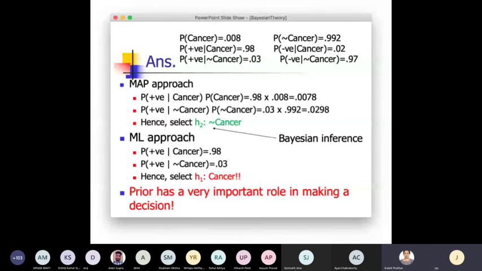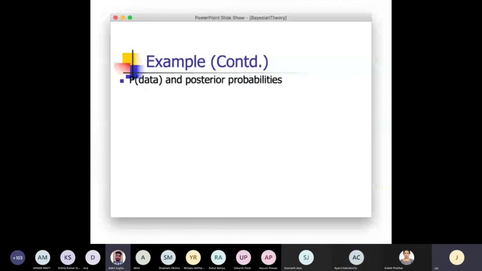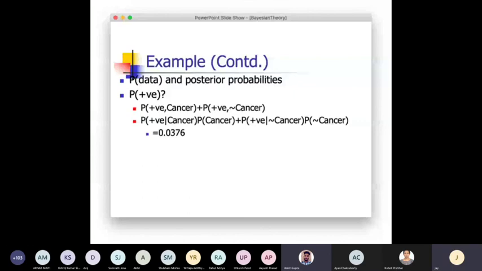Kuheli, you can mute your microphone. Has anyone got the answer? Yes, sir. For positive it is 0.0376 and for negative it is 0.96. Okay, is it okay? Yes, sir, it's correct. You see, if you compute the probability of positive, then naturally the negative will be computed like this. So this is how you can compute the probability of data.